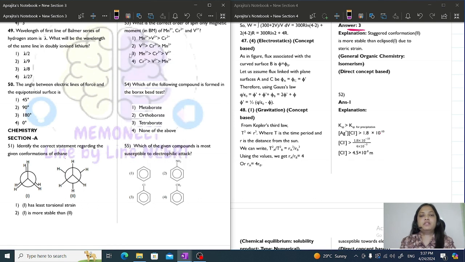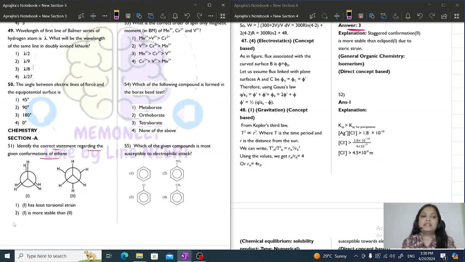Today we are going to discuss the solutions of full length test 9. So let us start with the chemistry portion. And our first question, question number 51. So here we can see: identify the correct statement regarding the conformations of ethane.